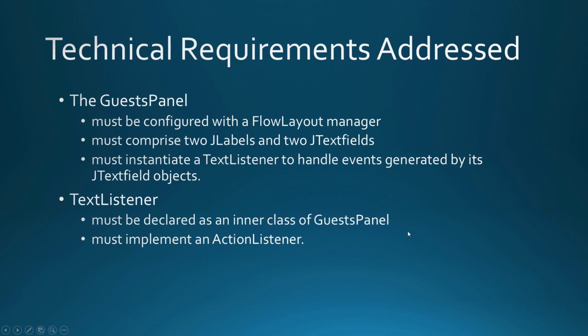With respect to the technical requirements we're going to address, the guest panel is going to be configured with a flow layout manager. So each of its 4 components, the 2 labels and the 2 text fields, will be laid out one after another in sequence. It's going to instantiate that text listener to handle events generated by its JTextField objects, and that text listener is going to be declared as an inner class of the guest panel, and it's going to implement the ActionListener interface, which will imply it will implement the actionPerformed method.